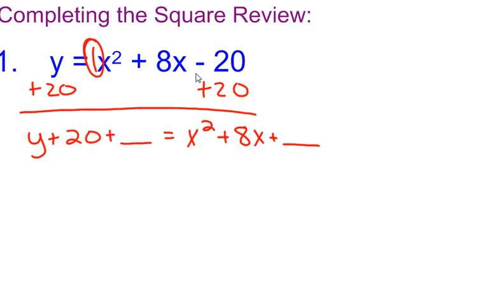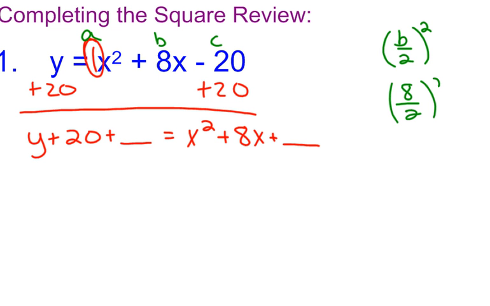To find out what goes in my blank, my formula is b over 2 squared. Remember your b value, if I was looking at this, it's a, b, and c. So my b value is 8. So I have 8 divided by 2 squared, which should be 4 squared, which gives me a 16. So 16 goes in both of my blanks.